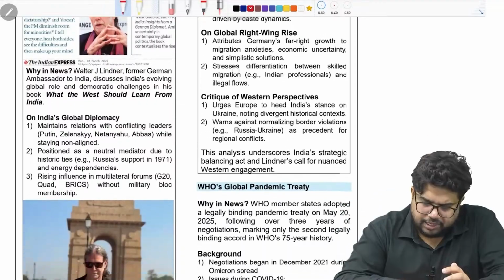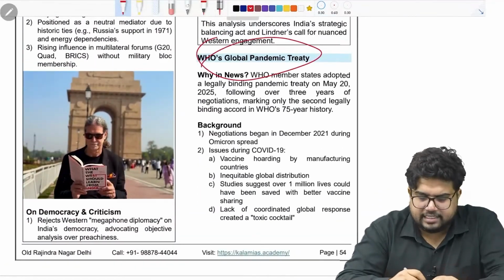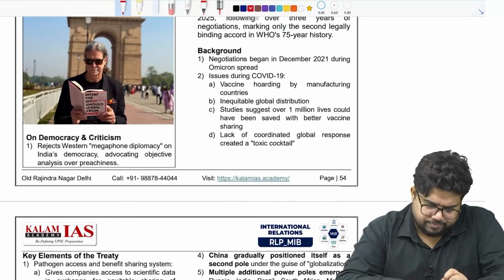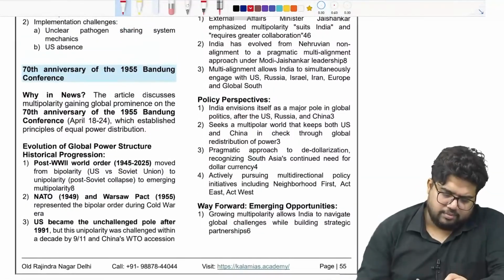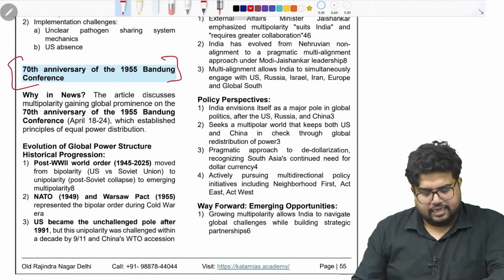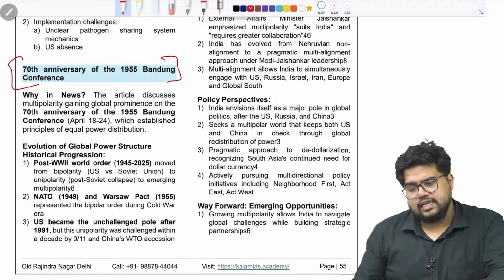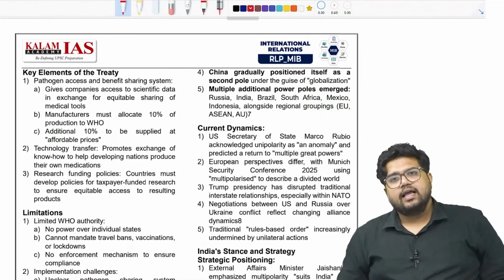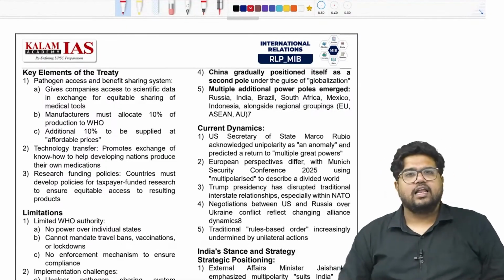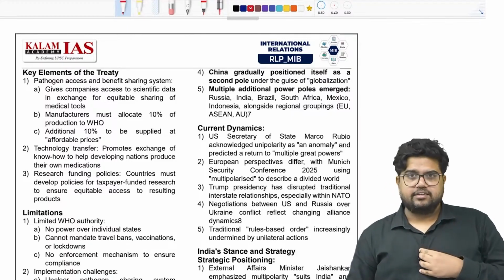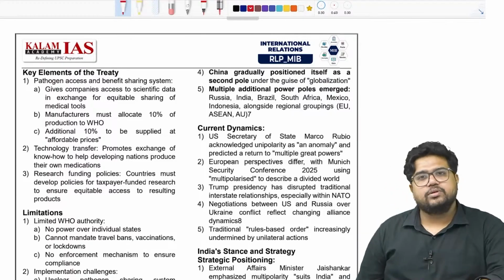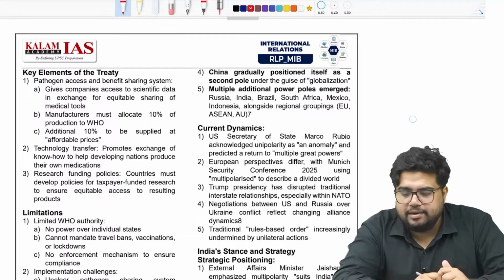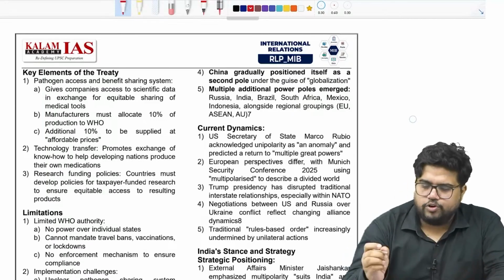These themes you can read from the material. WHO's pandemic treaty is an ongoing deal between countries and WHO. Then the 70th anniversary of the 1955 Bandung Conference. You should understand this a little, because for some reason non-alignment movement keeps recurring in newspaper editorials, questioning its continuing relevance in the present context. So let's have an overall picture of this.